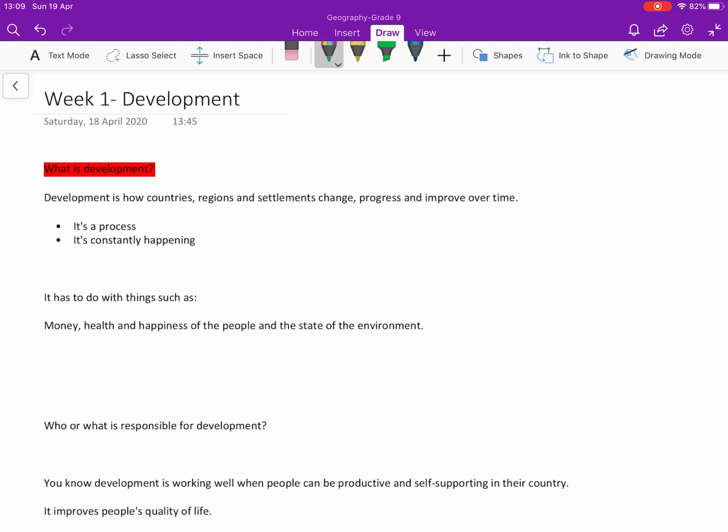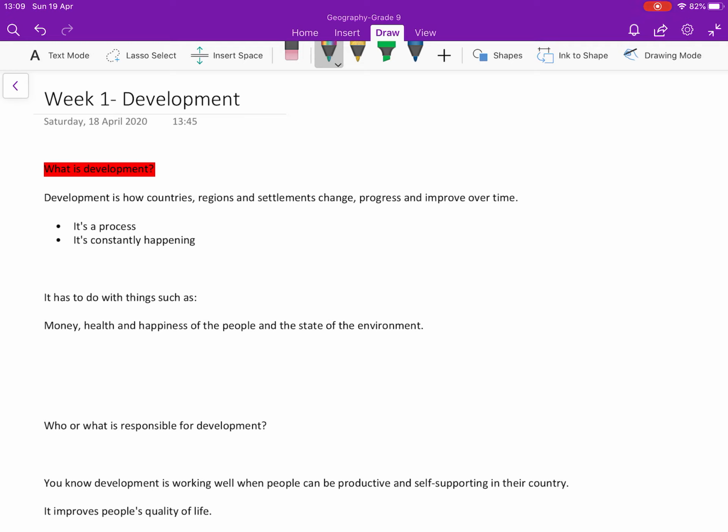We are starting with the new work that has been posted on the D6. If you haven't had a look at it, please make sure that you look at the work. It is for week 1, which will stretch from the 16th of April to the 23rd of April, and it covers development. Development is an easier section that we are going to look at, and it is very practical because it's happening all around us all the time.